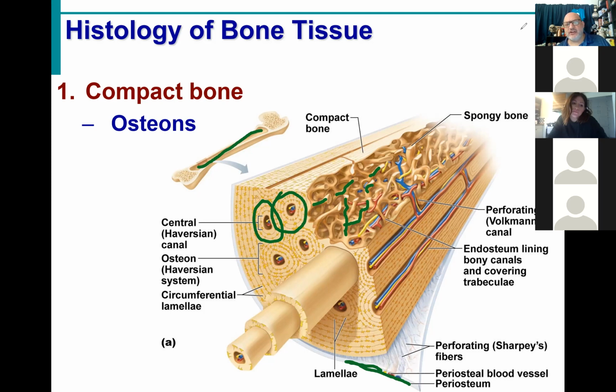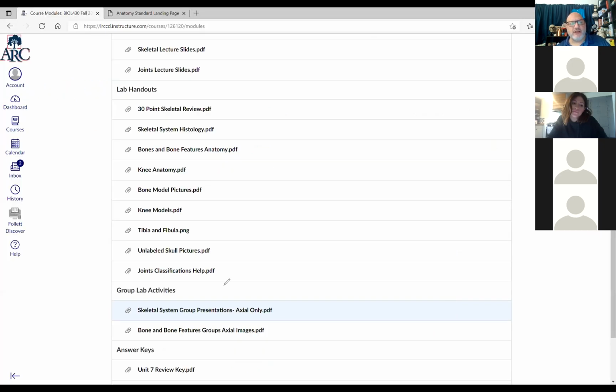And we have this nice illustration, and we'll go through a lot of the anatomy of this. However, this is a good point to remind you about some of the resources that are available for you. For instance, on our module on our website, under the lab handouts, not only do we have that 30-point skeletal review, your histology that you're responsible for, and the bones and bone features we're going to do today, but there are some pictures of some of the materials that are in the classroom. One of them is our bone model picture.